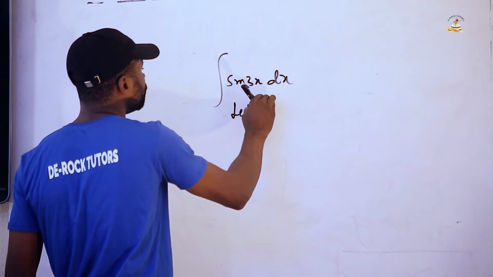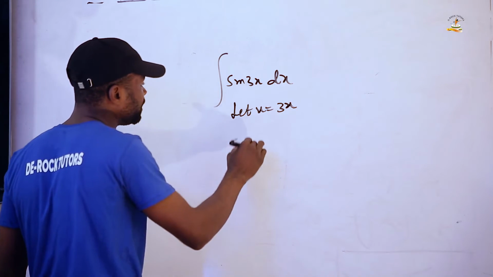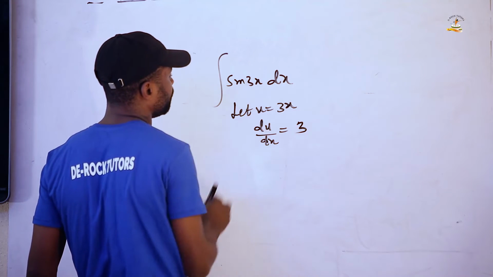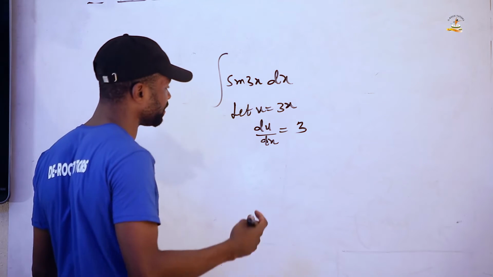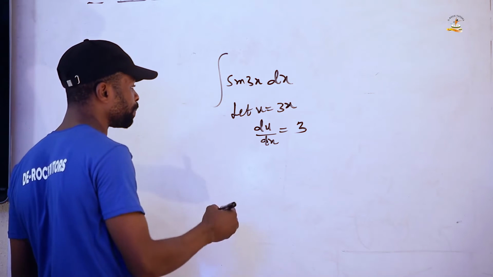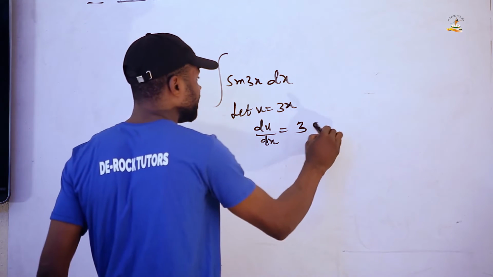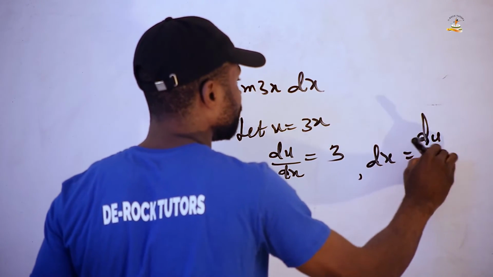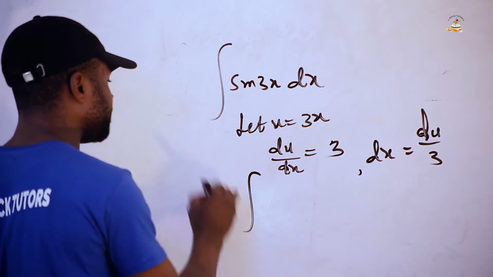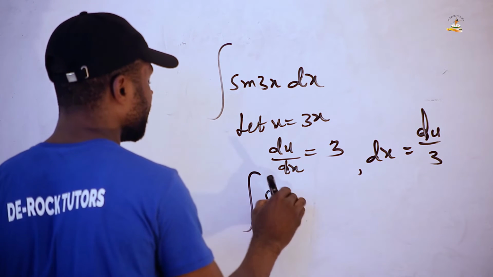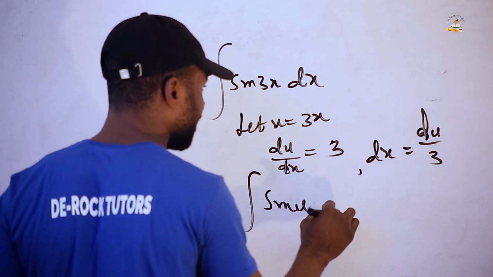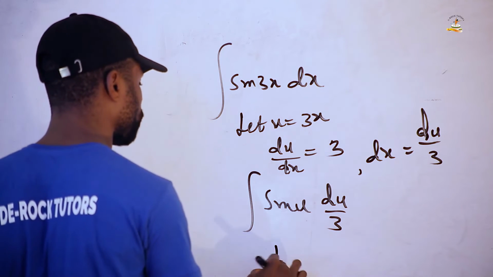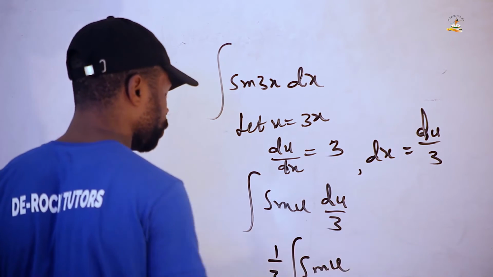We let u equal to 3x. Then if u is equal to 3x, du/dx is equal to 3, because when you differentiate 3x, what you have is 3. You substitute by making dx equal to du over 3. You substitute respectively. The integrand now becomes sine u, and dx is du over 3. Therefore, we have this one as 1 over 3 times the integral of sine u du.